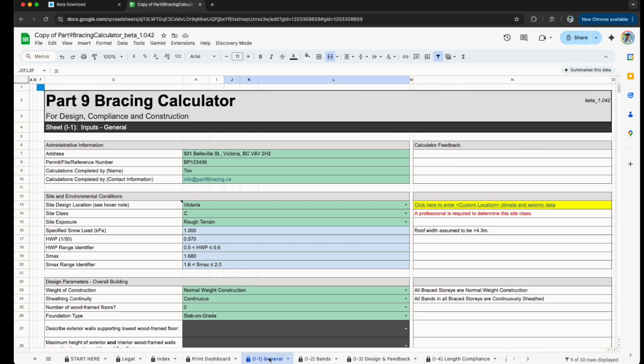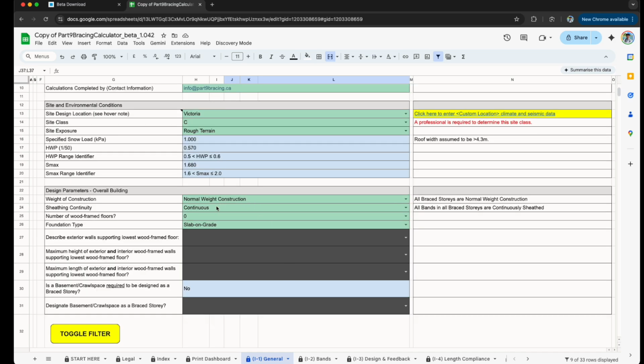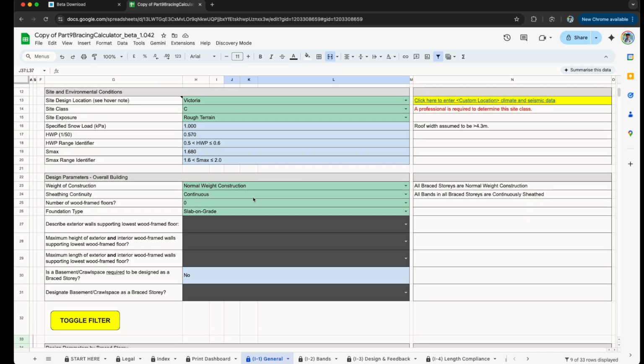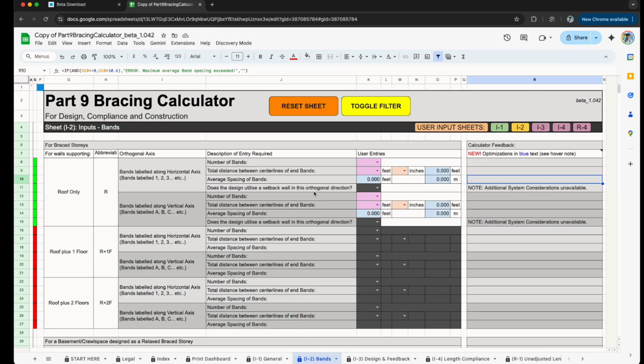We'll start off by entering some basic information to produce some actual results in the calculator here. So I've introduced a hypothetical Part 9 building that is only one brace story, so it's just a slab on grade with no floors. It's located in Victoria. The building dimensions are 45'6" along the horizontal and 30'3" along the vertical axis, with an eave to ridge height of 9'3". It is normal weight construction.